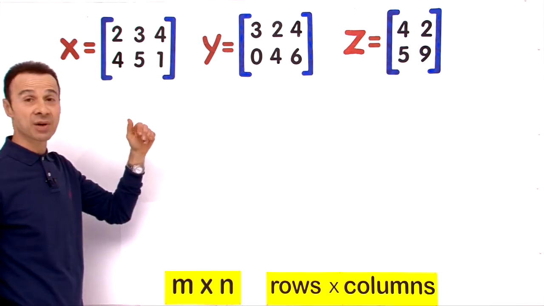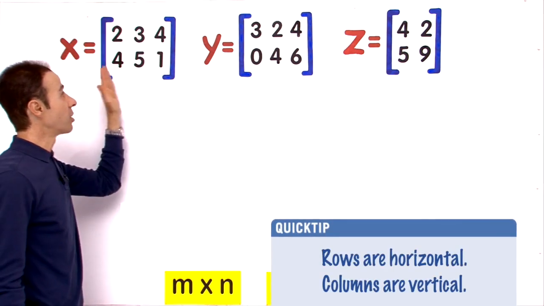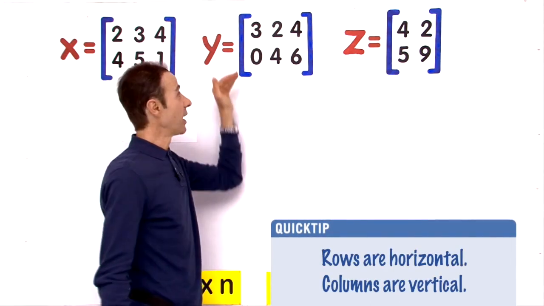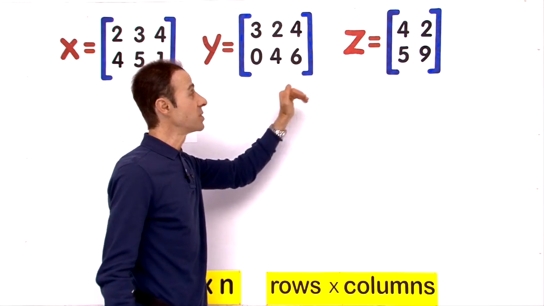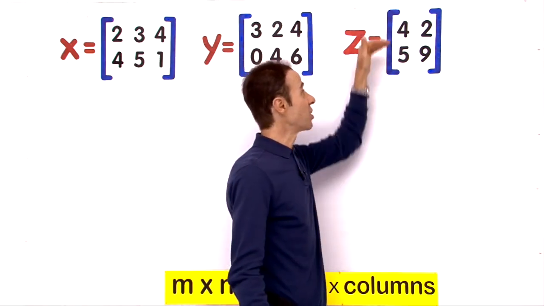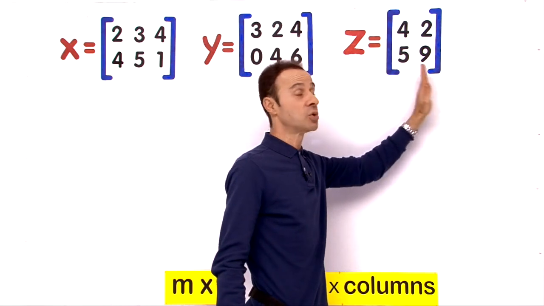So for example, we have matrix X over here. That's got how many rows? That's got 2 rows by 3 columns. Matrix Y, that has 2 rows by 3 columns. And matrix Z has got only 2 rows by 2 columns.